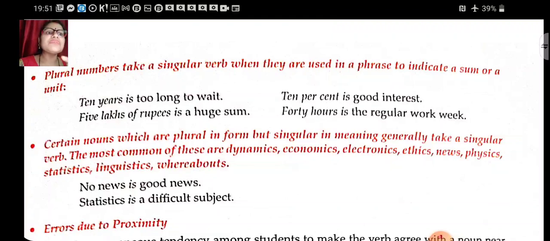But singular in meaning generally takes a singular verb, and as it's used as a singular, only a singular verb will come. Take news. Now you don't know how many news are there. News itself is plural and singular also, so that is the reason it comes with the singular helping verb. Statistics is a difficult subject. Now in statistics you are not supposed to read only about the numbers or the calculations. It's a vast subject, so you are supposed to study many things in that subject, but you will use only is, because statistics itself is a singular thing.